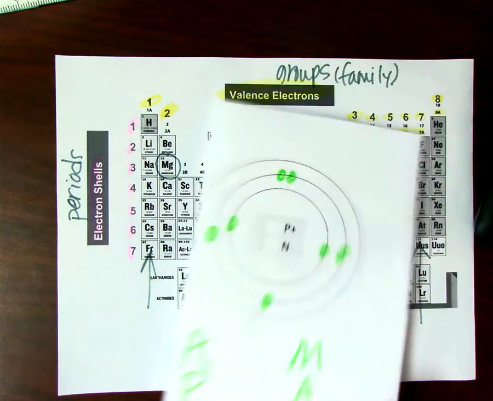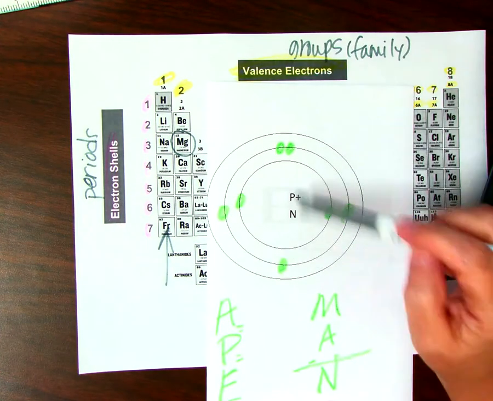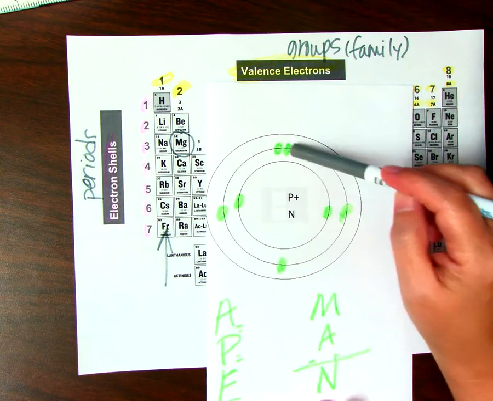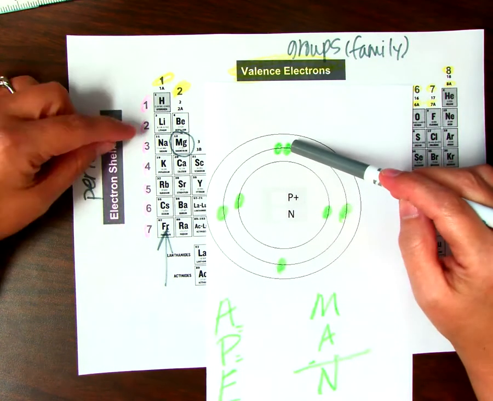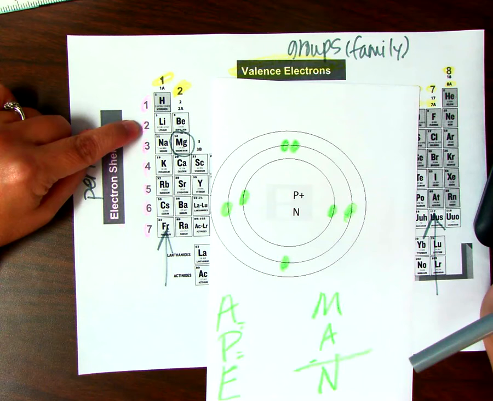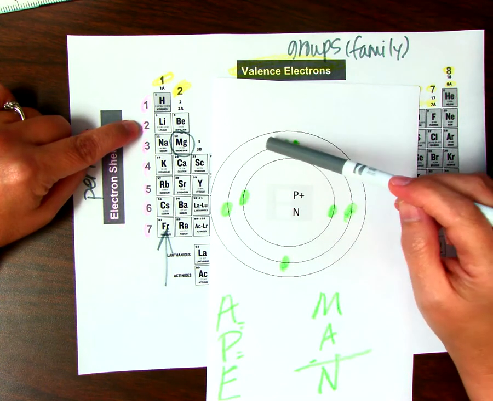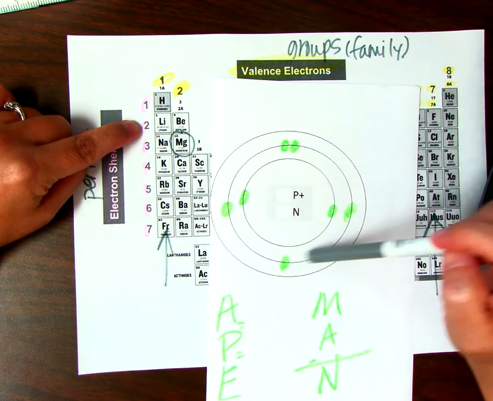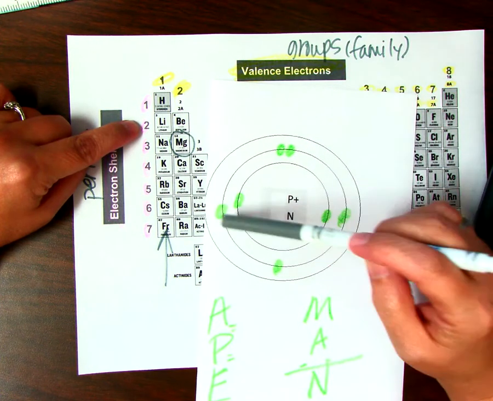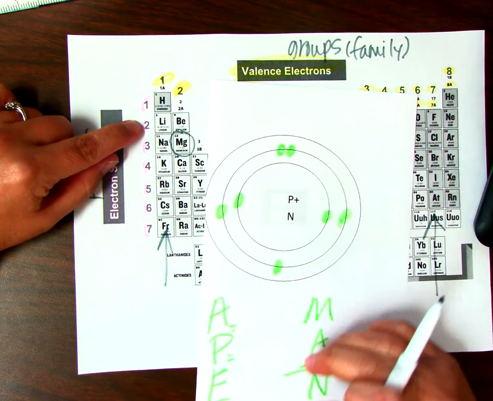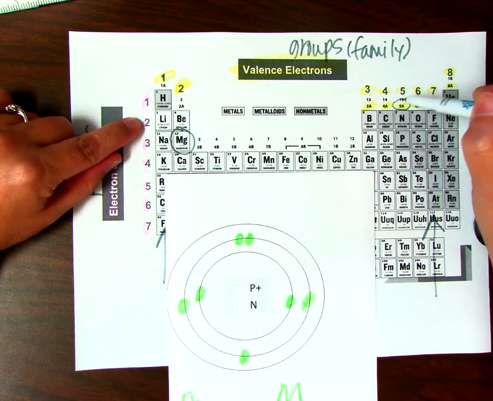Let's try a different one. So we're not using all 3. We're just using the first energy level and the second. So we know it's going to be on period 2. How many valence electrons do we have? So let's count how many on the outer level. The outer level is 2, because that's as far as we used. 1, 2, 3, 4, 5. So let's go look at the group that has 5 valence electrons, which is right here.